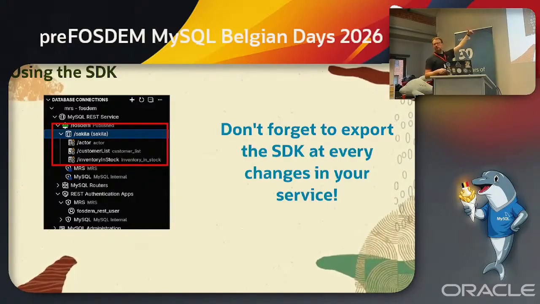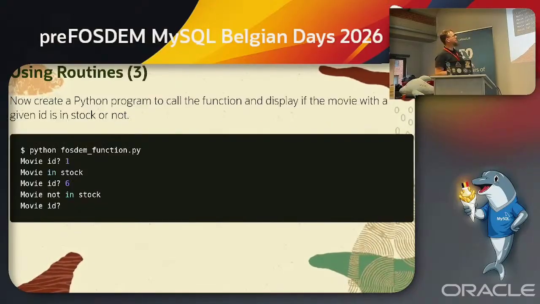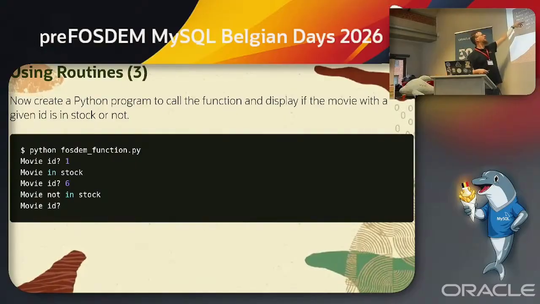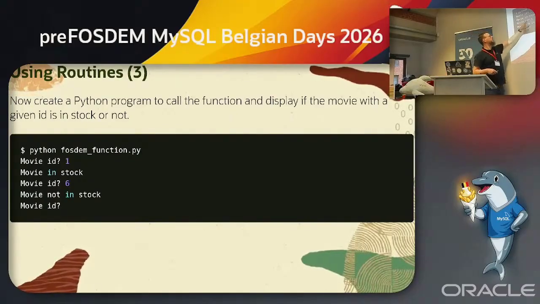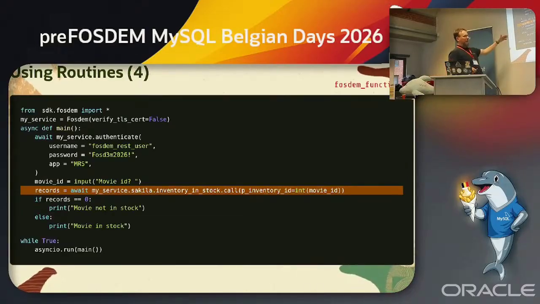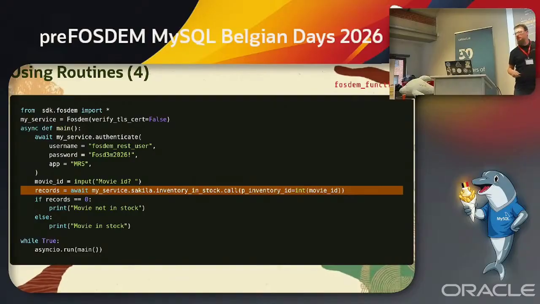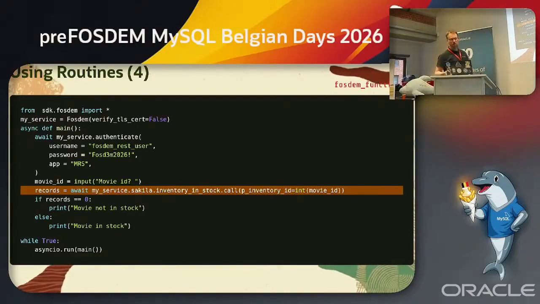Then we can see all the services we have, all the endpoints we have in the service. And you say movie ID 1, and it's in stock. Movie ID 6, it's not in stock. So you can call functions, you can call views, you can do whatever you want. This is the SDK that we have just seen, and this is how we call it. You see, just my service, Sakila, inventory in stock, all the parameters, and that's it. So very, very easy to use.